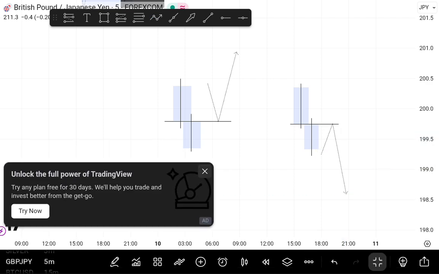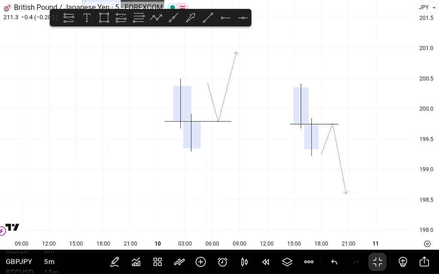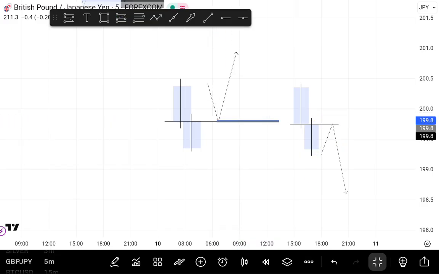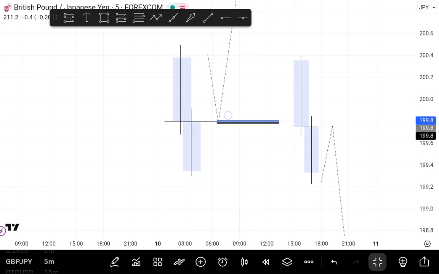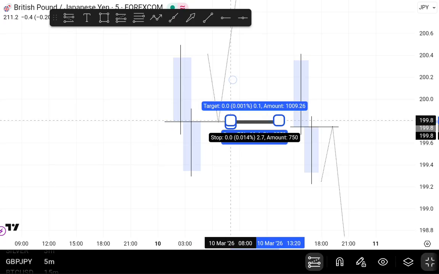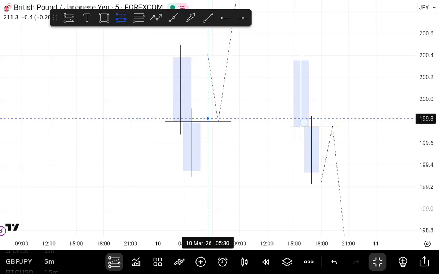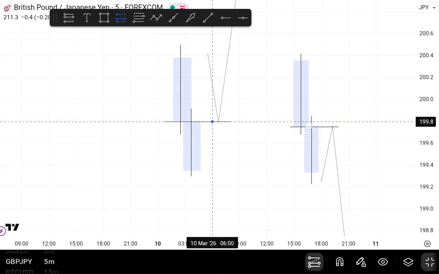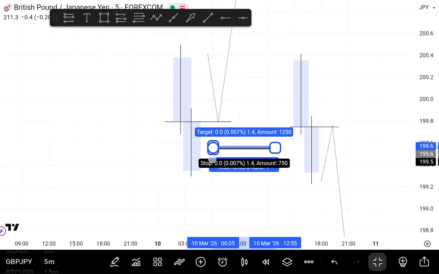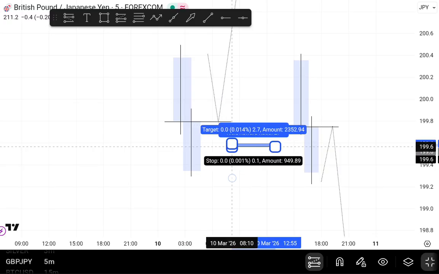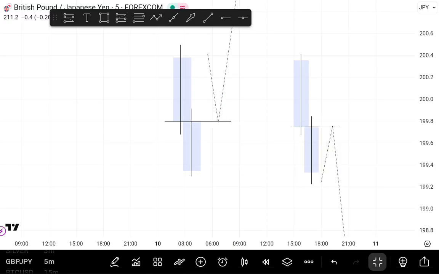Take my entry. That's why most times my setups are tight entries. But if you don't know how to do it, if you don't know where to put your stop loss, don't go and try that. Let me say, don't go and try that.